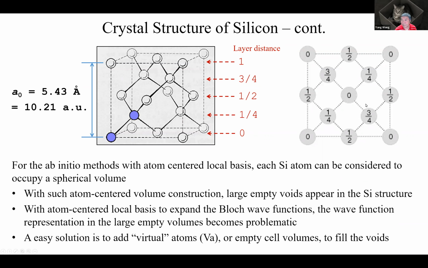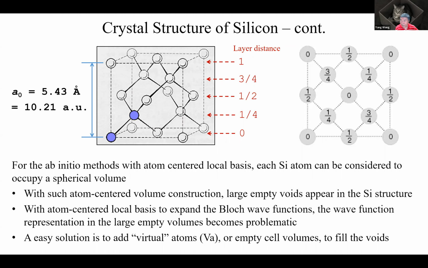There's no atom. This circle here means the atom is at the bottom plane. So there's a large area which is not filled, and if you examine carefully, you'll find there are quite large voids. This brings a problem for those orbital methods with atomic basis approach, right?